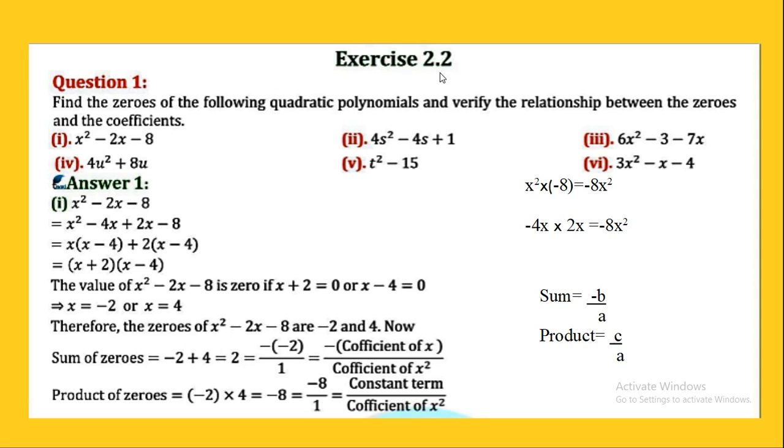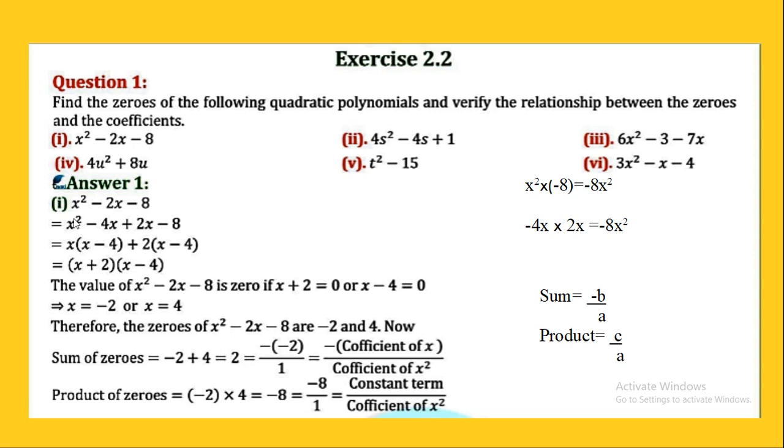Exercise 2.2, under the topic the relationship between the zeros and the coefficients of a polynomial. The question is, find the zeros of the following quadratic polynomials and verify the relationship between the zeros and the coefficients. Here we have six quadratic polynomials, and we have to find their zeros and verify the relationship between those zeros and the coefficients of the polynomial.